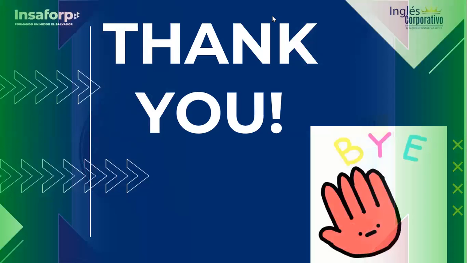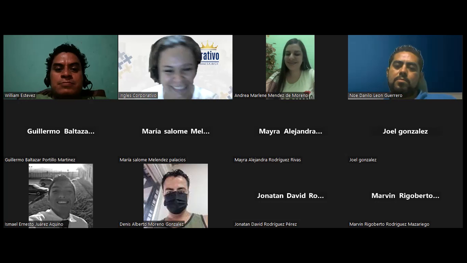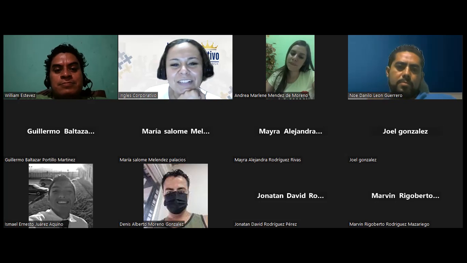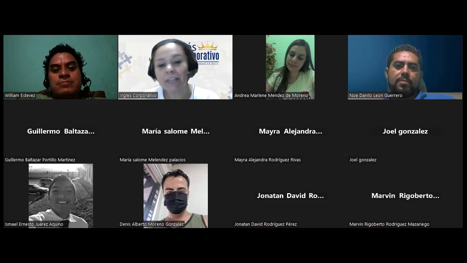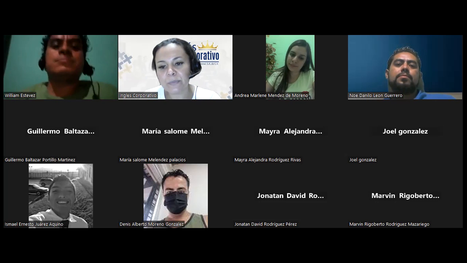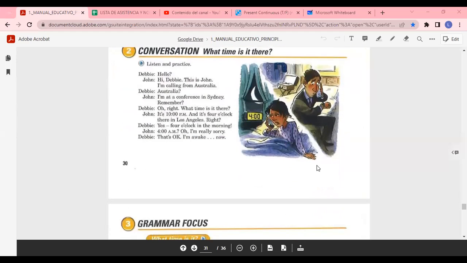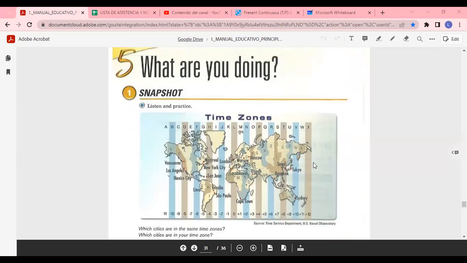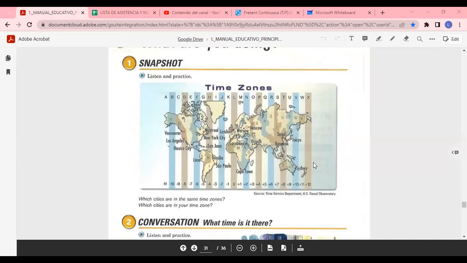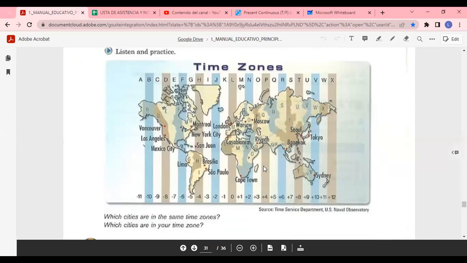We are going to go into the manual one more time because I haven't done some activities with you. So this was on page 30 because I forgot to put this one. And here, as you can see in your manual, you have the differences of hours, right? Like for example, here we have minus 11, then minus 10, minus 9, like that. And some of them are plus 1, plus 2, and like that.